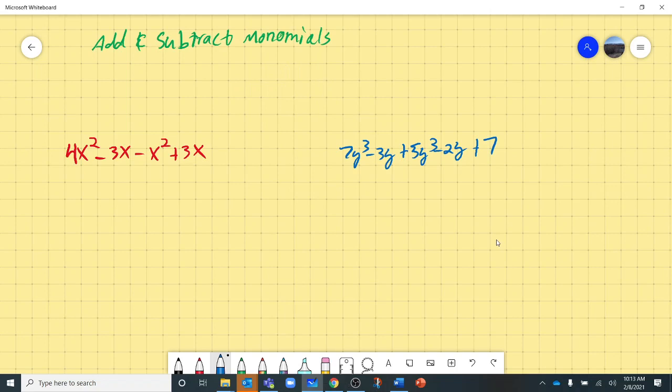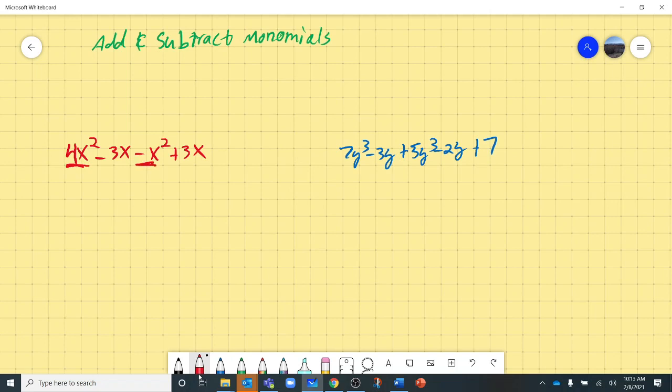What can go together is monomials that have the same degree. They have the same degree and the same variable. So basically, the variable set has to match in order to put them together. So let's look at this first one, 4x squared minus 3x minus x squared plus 3x. If we come through and mark these, this 4x squared and this negative x squared can go together because they're both x squareds.